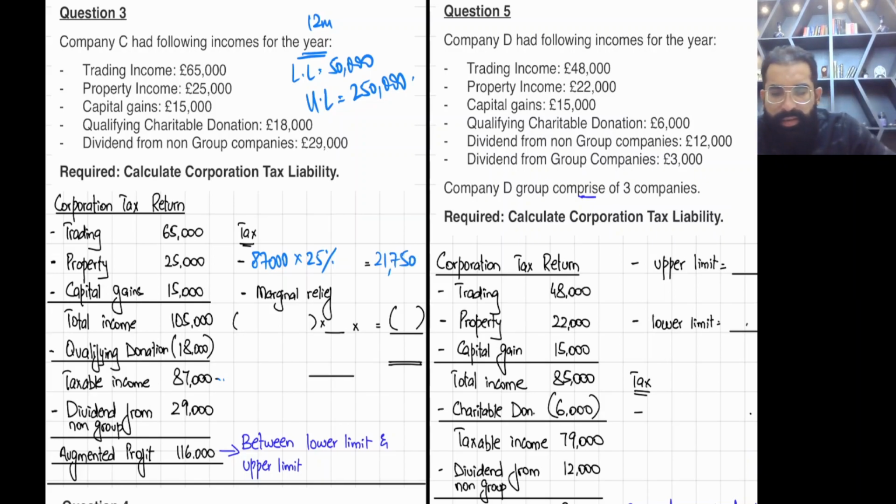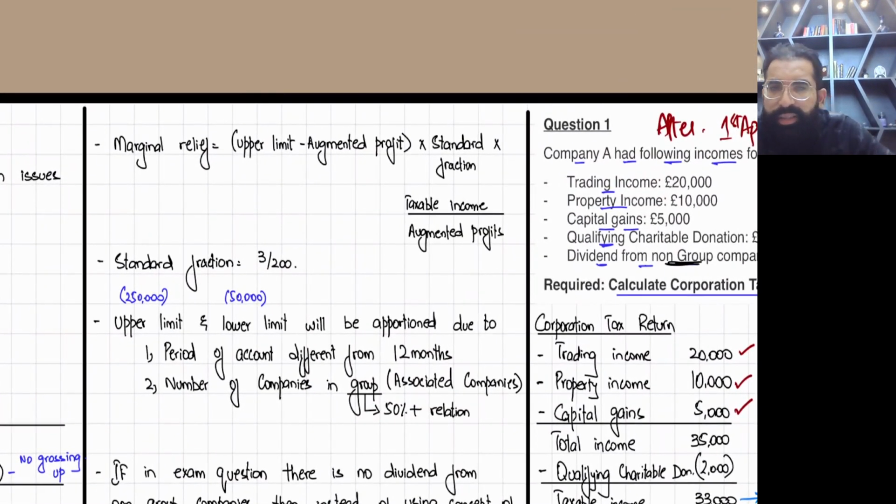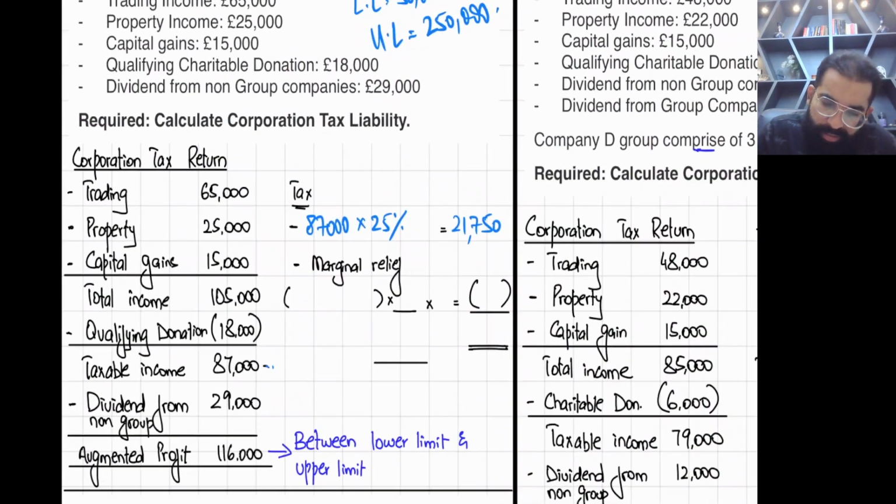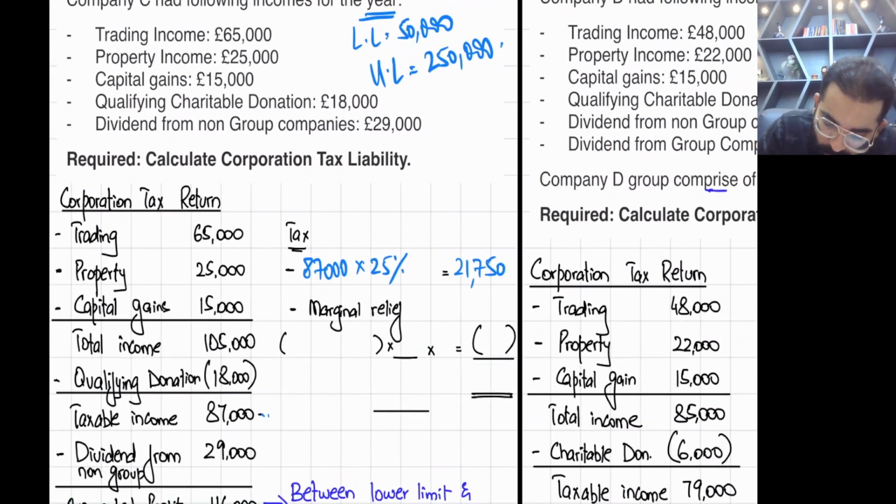Now we also have to deduct marginal relief. Let me show you the formula of marginal relief. This is the formula: upper limit less augmented profit, times standard fraction, times taxable income divided by augmented profit. Let me do it. Upper limit this time is 250, minus your augmented profits of 116. Then 3 upon 200 is the standard fraction, times taxable income, meaning TTP, total taxable profit, which is 87, divided by 116. No need to write three zeros, or if you want to write them, okay, write them.